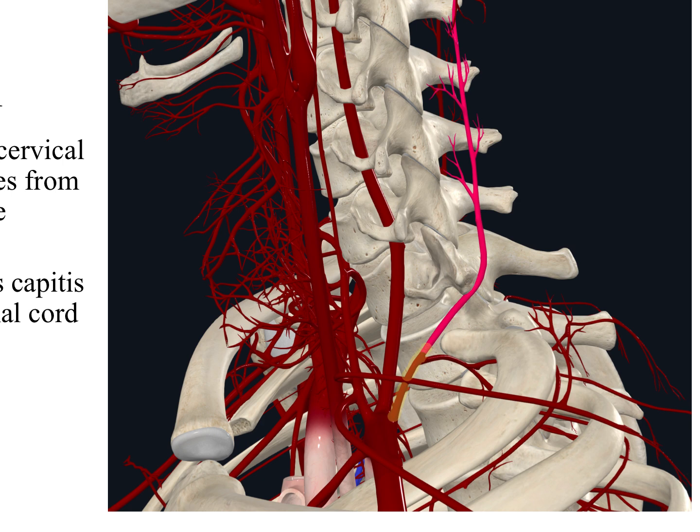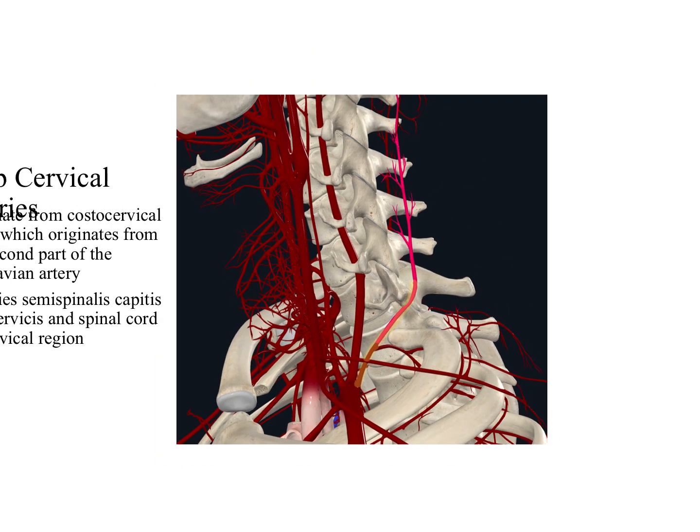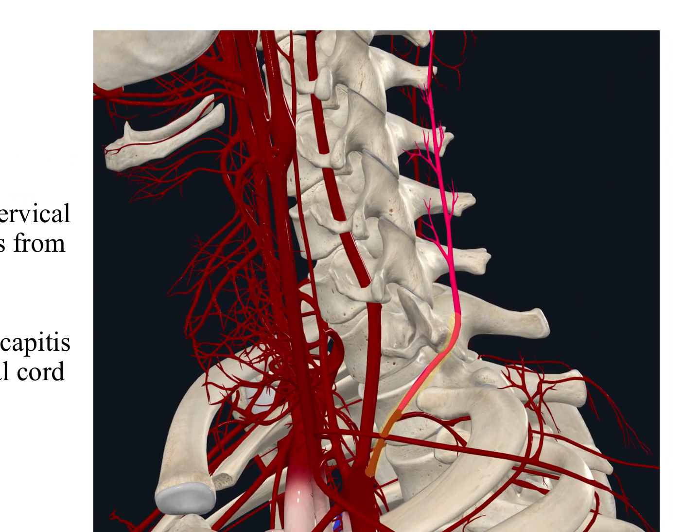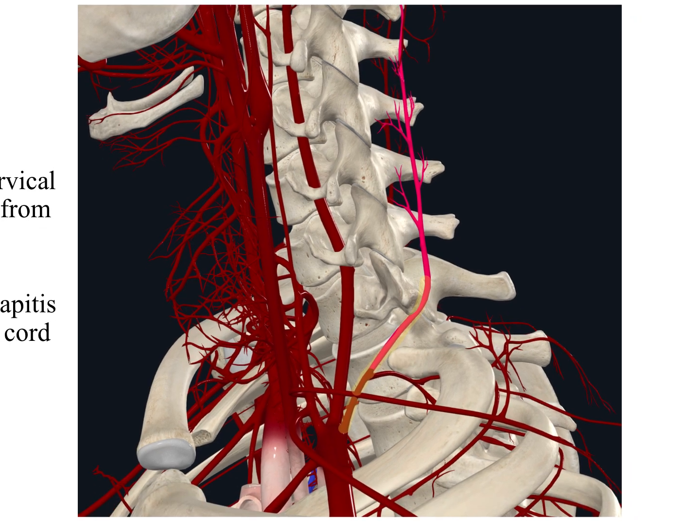And here we have that first terminal branch that I was just talking about, which is the deep cervical arteries. So we can see that deep cervical artery coming off of that costocervical trunk. Then there's another artery that we see right here coming off of the costocervical trunk, and that is called the supreme cervical artery.